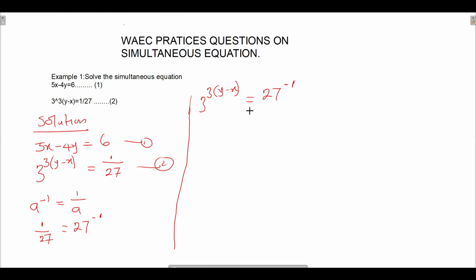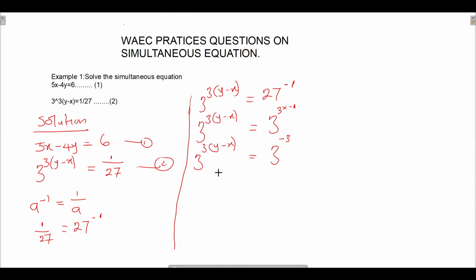And don't forget, from our indices, we can rewrite 27 as 3 raised to the power of 3. So I can have 3 into bracket y minus x is equal to 3 raised to the power of 3. Don't forget that we have minus 1 there before, because it is times minus 1. That's the power of a power law, so we are multiplying the powers. So 3 raised to the power of 3 into bracket y minus x is equal to 3 raised to the power of minus 3.